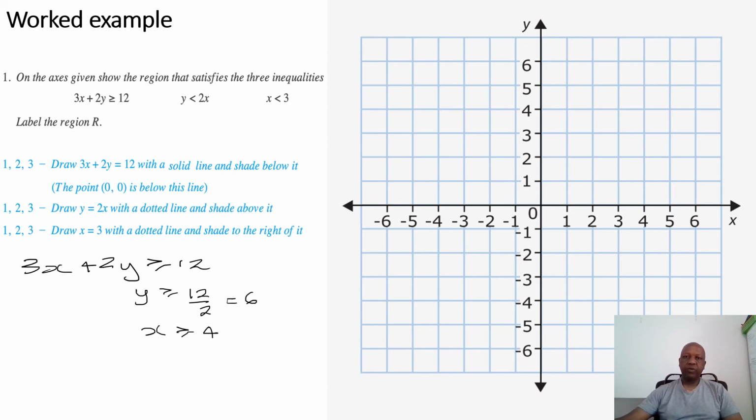Now, y is equals to 6. I'm going to make a point there. X is equals to 4. I am going to make a point there. And I was expecting a negative gradient anyway, because if you take the 3x to the other side of the inequality, you get a negative 3x, which means that you are going to get a negative gradient. Again, stressing, take a ruler and you draw and you join those intercepts, your x and your y intercept.